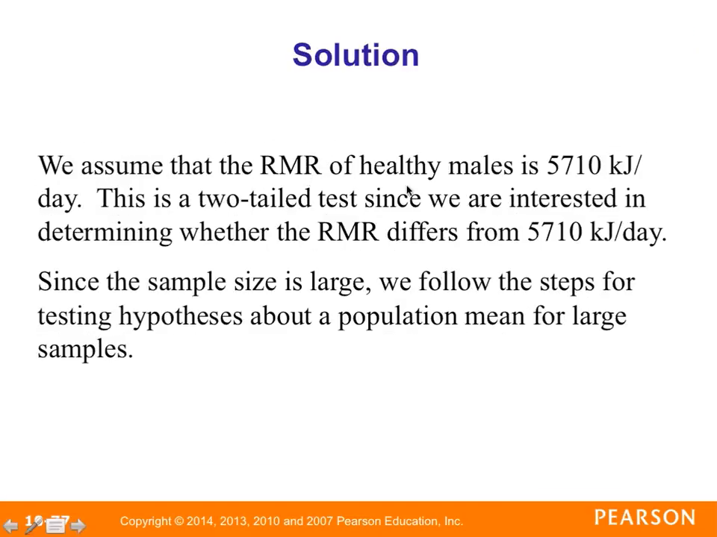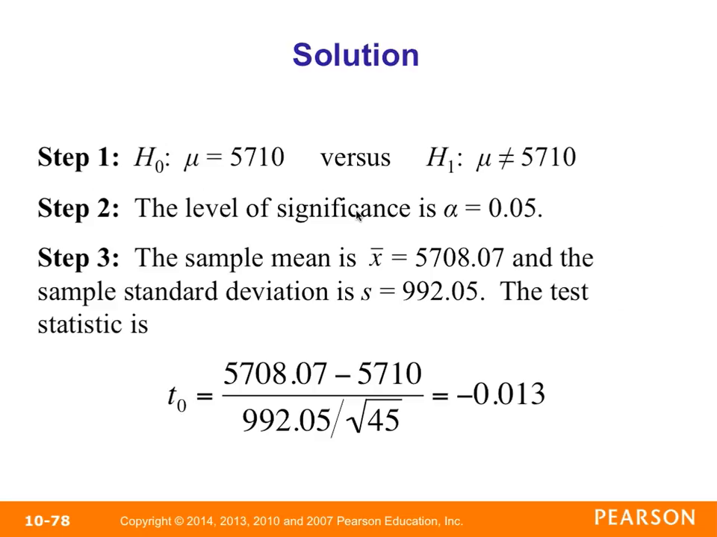So we assume that the RMR of healthy males is 5710 per day. This is going to be a two-tailed test since we're interested in determining if it's any different. There was no indication whether we thought it was less than or greater than, so just different. And our sample size is quite large, so we're going to follow the steps for testing a hypothesis about a population mean for large samples. Our null hypothesis is going to be that mu equals 5710, and our alternative is that mu is not equal to 5710, since we just want to decide if they're different or not.